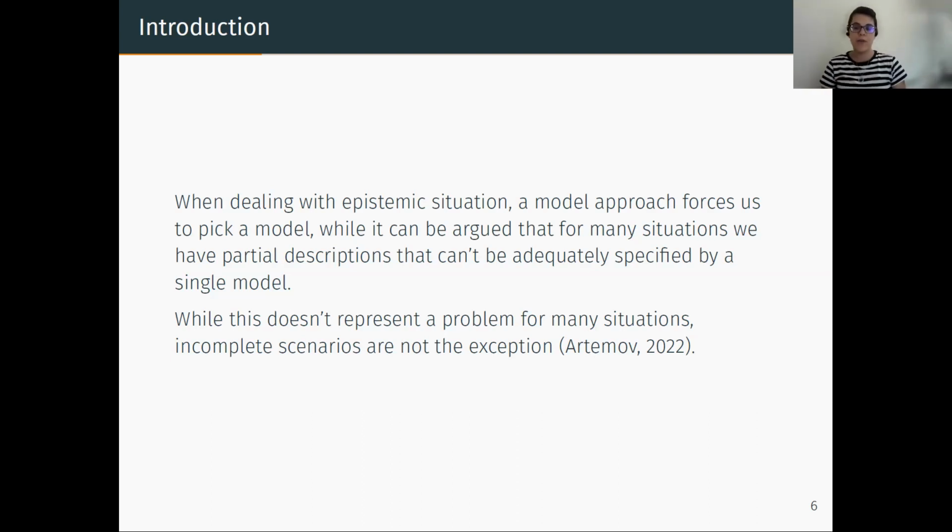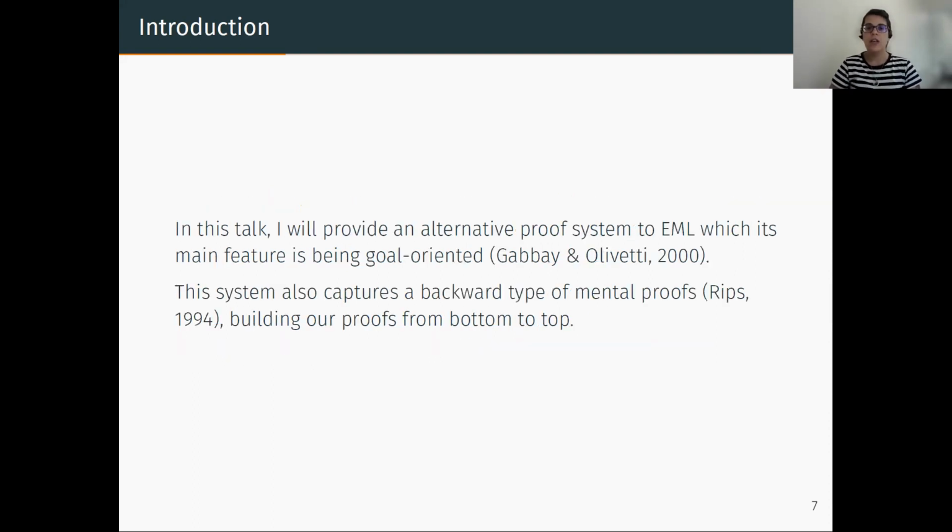So having a proof theoretic approach has this advantage that it's not forcing us to decide a model for that situation. In particular, what I'm going to do in this talk is provide an alternative proof system for epistemic logic, which is based on the work of Gabbay and Olivetti, a goal-oriented system.